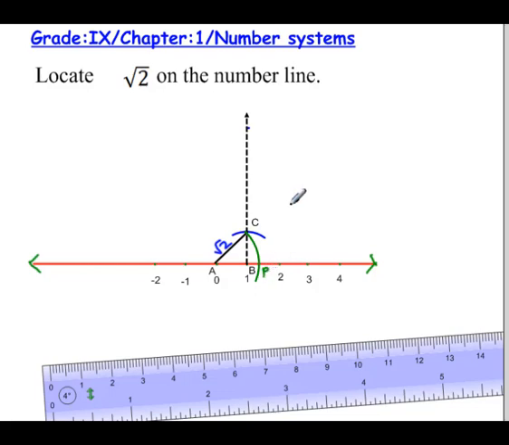Now what is the length of AP? AP is nothing but root 2. So where is the location of root 2? P is the location of root 2. Okay, this is the way we can locate root 2 on the number line.